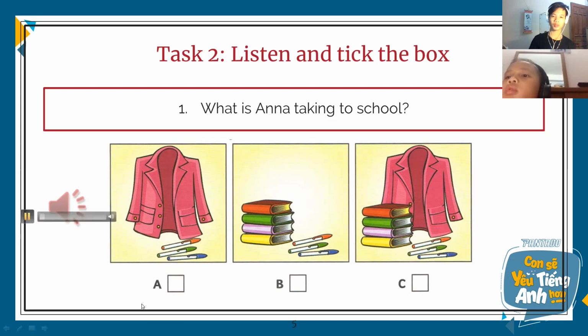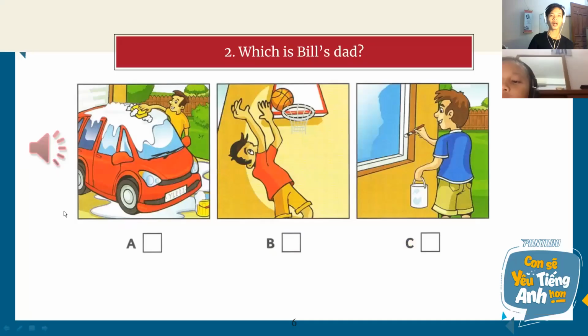Your books for school, Anna, and some pens. Yes, Mum. And have you got your jacket? It's cold today. No, Mum. But I don't want it, and I'm not taking. Okay, now. What is Anna taking to school? A, or B, or C? What is Anna taking to school? A, or B, or C? B. B, okay. Now let's continue. Okay, which is Bill's dad?